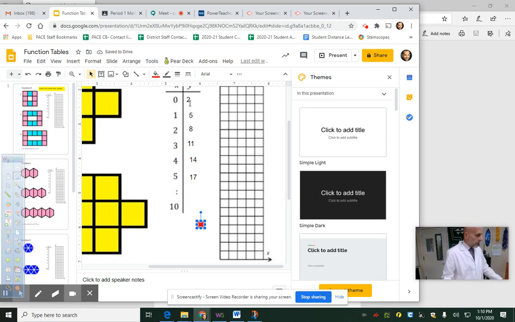At step 0, I use 2 squares. So that works like this. At step 0, I had 1, 2 squares. Now I'm going to copy that and paste it because the next one, step 1, had 1, 2, 3, 4, 5 squares. Step 2 had 8. So if that's 5, that's 6, 7, 8. And they make a straight line. If these are making a straight line, you're doing it right.